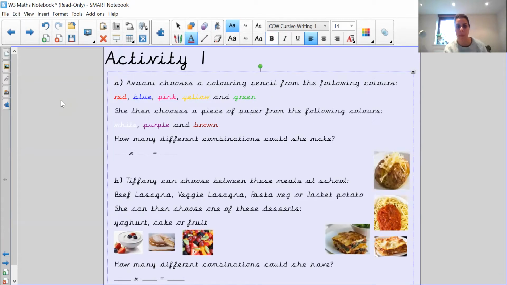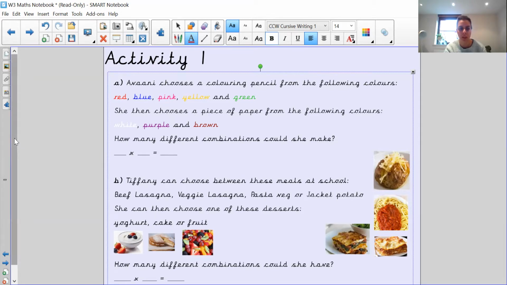So activity 1, Avani, you're in this one. Avani chooses a colouring pencil from the following colours: red, blue, pink, yellow and green. She then chooses a piece of paper from the following colours: white, purple and brown. How many different combinations could she make? So Avani has got 5 colouring pencils, colours, and she's got 3 coloured paper. She needs to multiply the number of colouring pencils she's got by the number of pieces of paper. Again, if you need to draw or write anything out, that's absolutely fine.